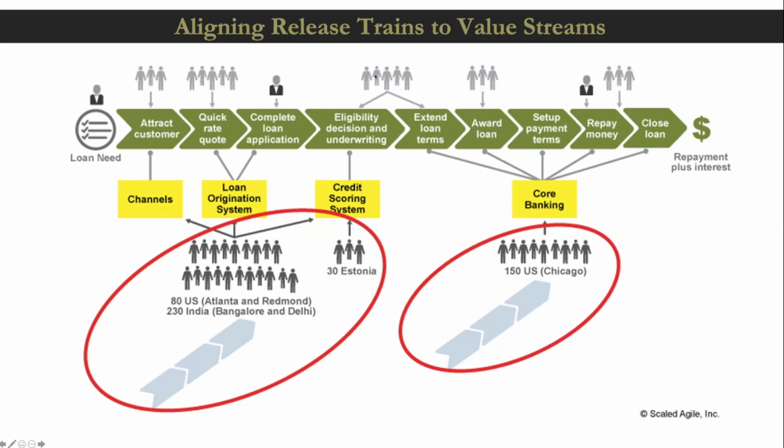In SAFe, we also align release trains to value streams. In other words, teams that are supporting these applications are good candidates for creating an agile release train, which is a virtual organization that supports the delivery of value. So you may have teams that are spread across geographically, some teams in the US across various time zones, some teams in Asia, and you would simply draw up the circle, figure out how your organization is structured, and get them together in a virtual hierarchy.